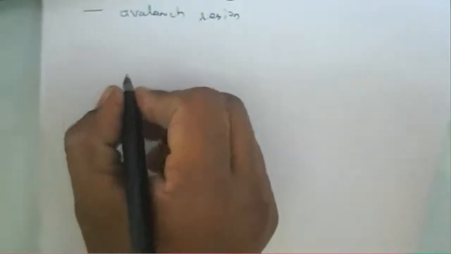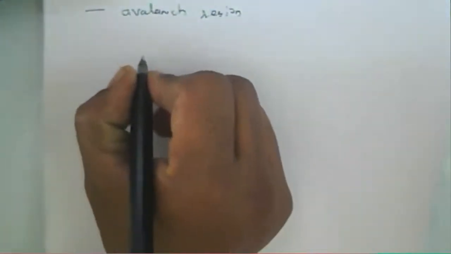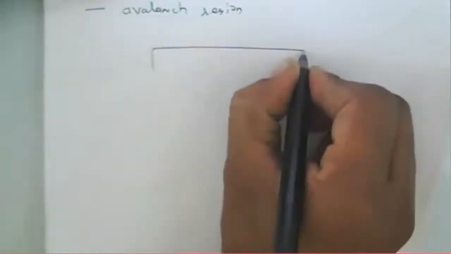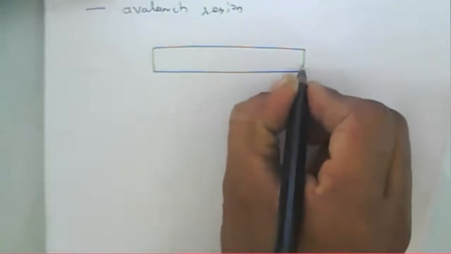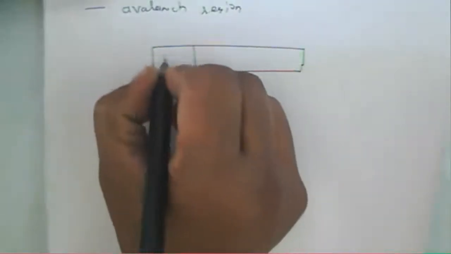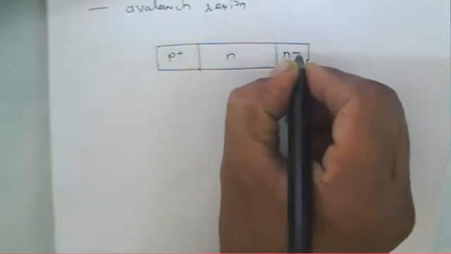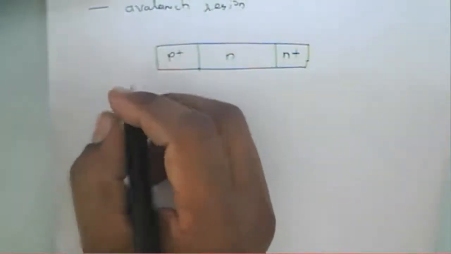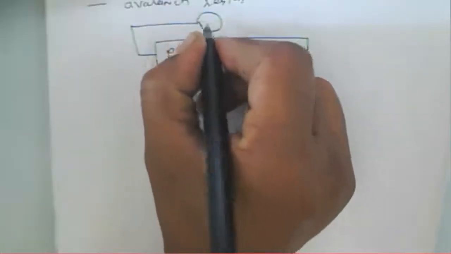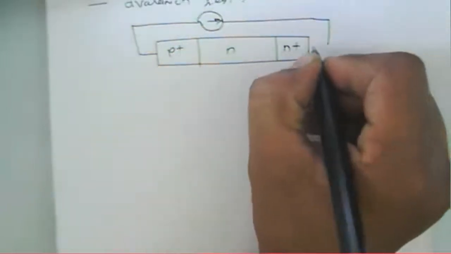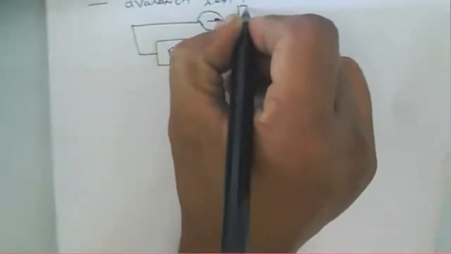Now, consider a schematic of this TRAPATT diode. It has a P plus, then an N, then an N plus. This is the schematic of the diode. Now we will apply a pulse to this diode.